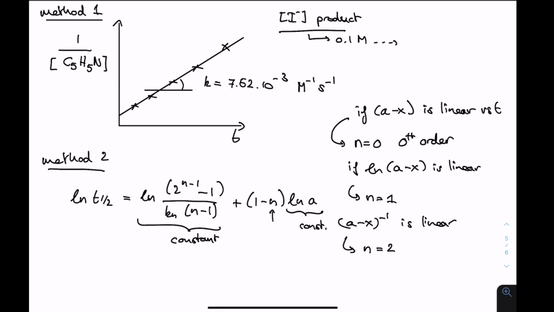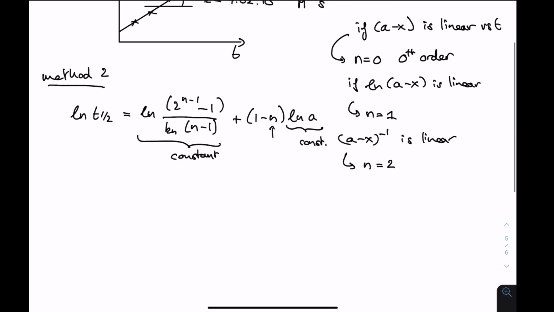right? So if we would make a plot of ln t half versus ln A, so the ln of the initial concentration versus the ln of time, and we would plot this, this would probably go down, then the slope of this curve will give you n.